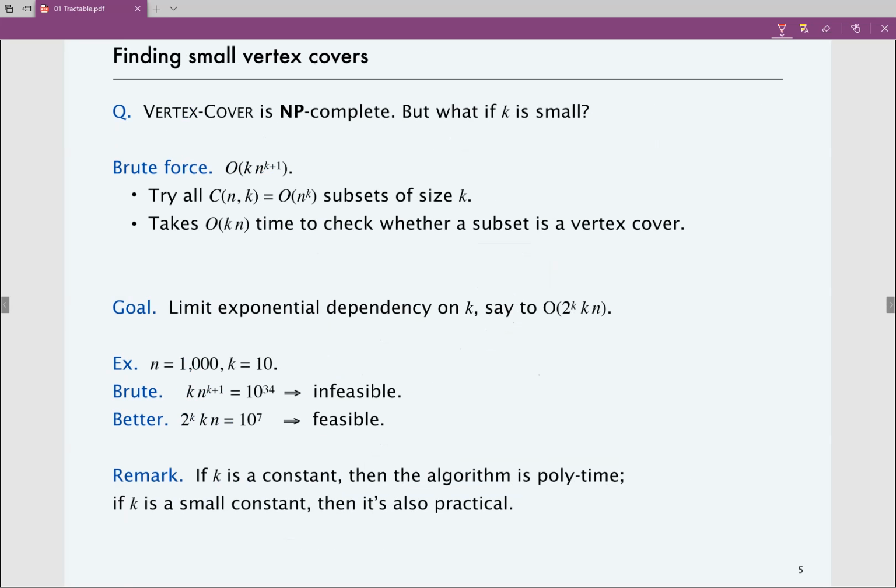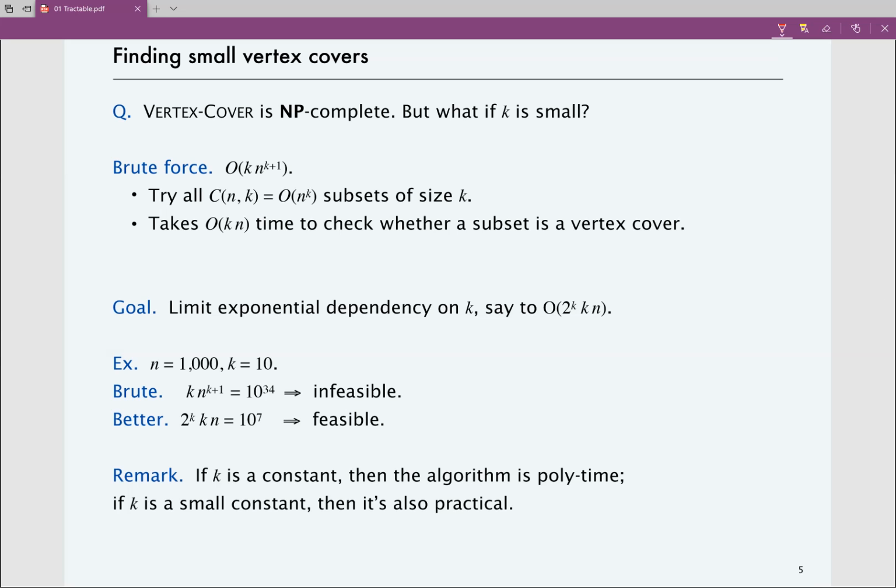And you can generalize this to larger k by looking at, if you're trying to cover the graph using k vertices, then you can look at all subsets of k vertices out of your n nodes. Okay, so this would be the brute force approach of solving this problem.